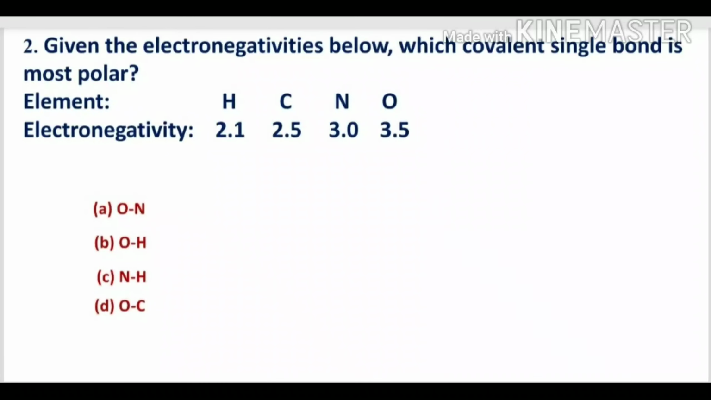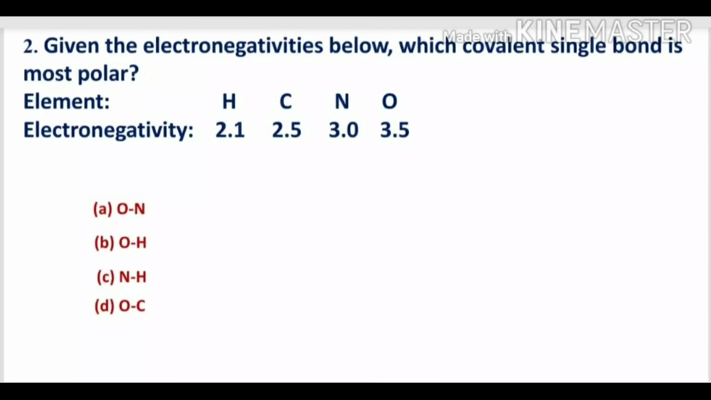Question number 2 is, given the electronegativities below, which covalent single bond is most polar? For hydrogen, the electronegativity is 2.1. For carbon, it is 2.5. For nitrogen, it is 3.0. For oxygen, it is 3.5. The four options are: A, O-N bond; B, O-H bond; C, N-H bond; D, O-C bond. Among these four options, which one will have the most polar bond?